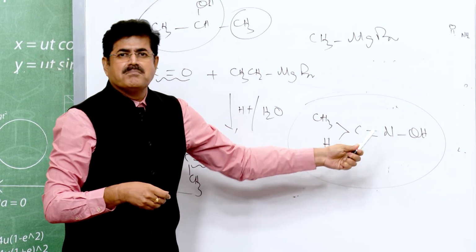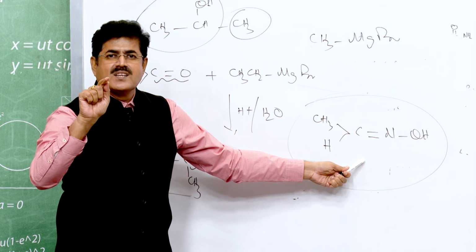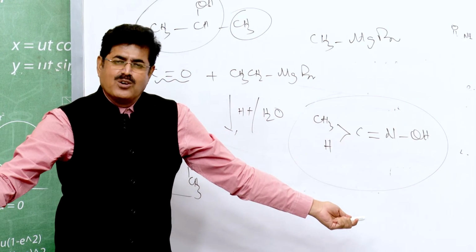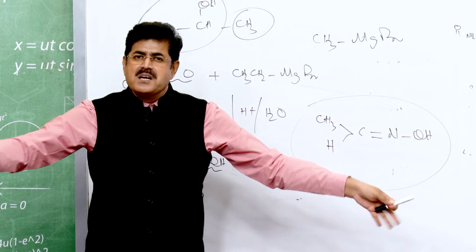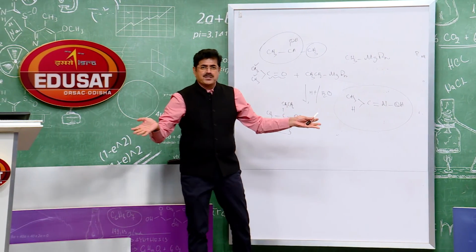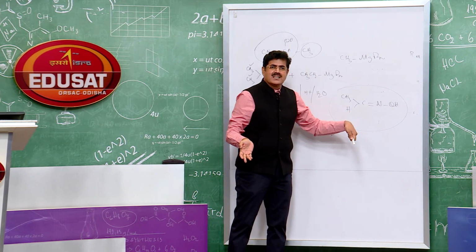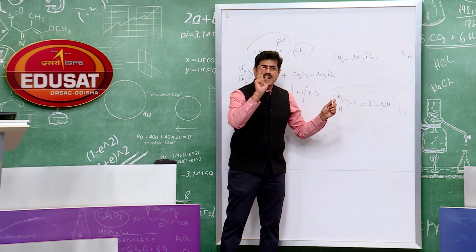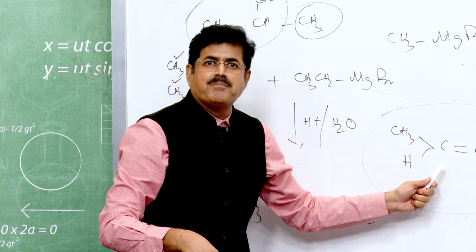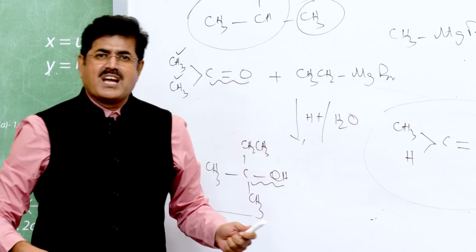Why? Because this exhibits geometrical isomerism. It has syn-acetaldoxime and anti-acetaldoxime. They can be separated because they have a difference in boiling point, a difference in physical properties. Do you follow me? So, acetone gives 1 compound, acetaldehyde gives 2 compounds, because the oxime from acetaldehyde exhibits geometrical isomerism.